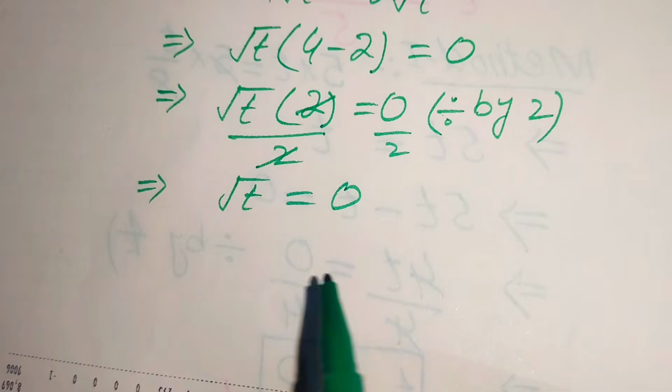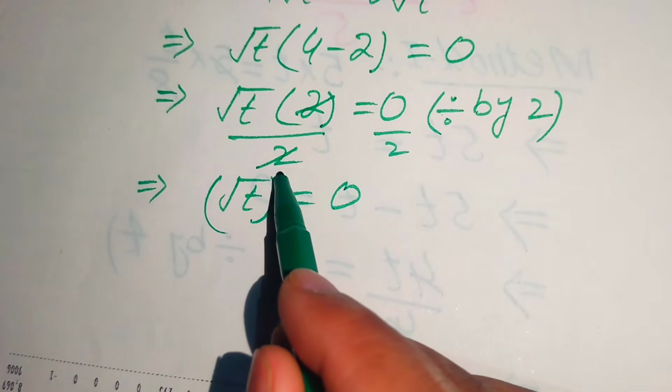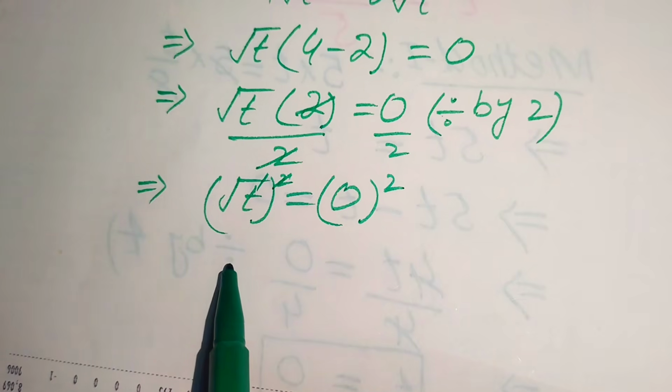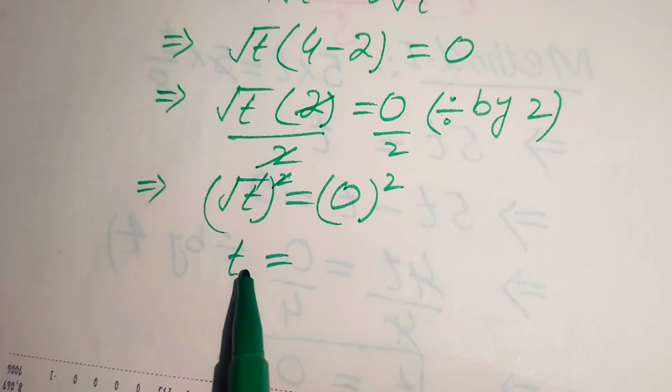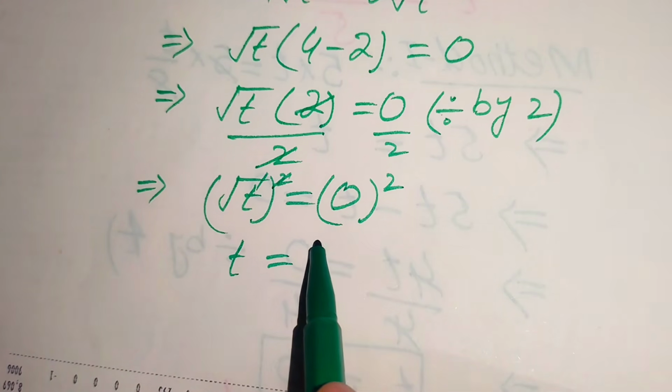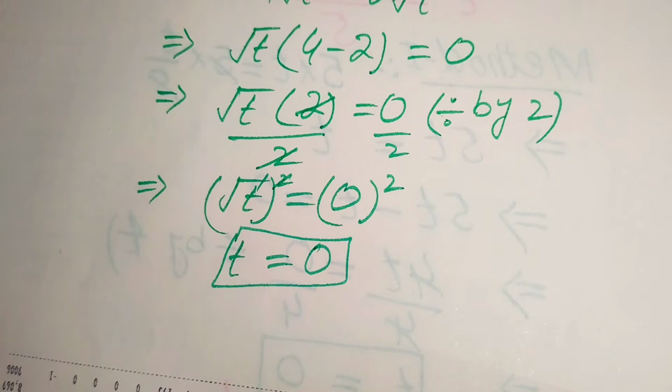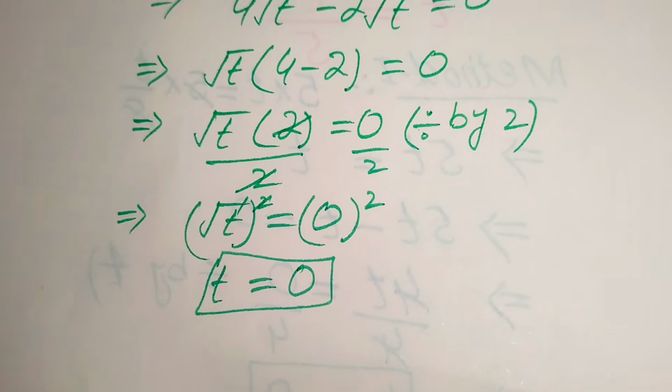Now for the value of t, we need to take squaring on both of the sides, and when we apply squaring, the 2 and square root are gone, and we get t is equal to 0 squared, and 0 squared becomes 0. So this is the value of t which we get here in the second method.